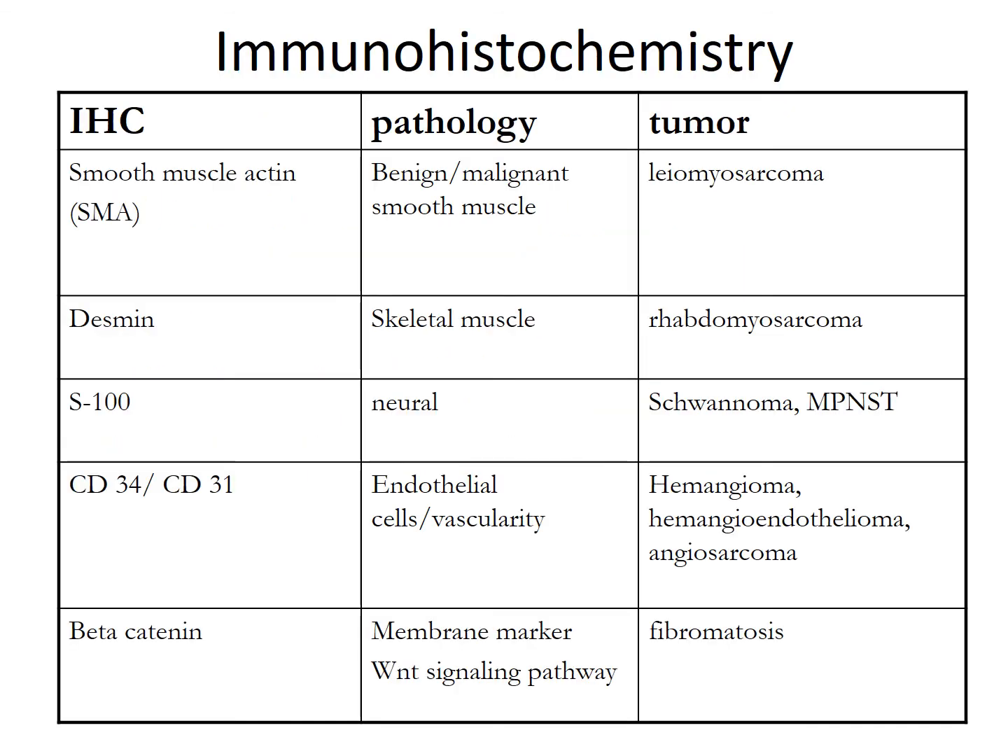Here are some of the common immunohistochemical tests and the tumors they correspond to: smooth muscle actin and leiomyosarcoma, desmin and rhabdomyosarcoma, S100 and schwannomas or malignant peripheral nerve sheath tumors. CD34 and CD31 are vascular markers, so we see them in hemangiomas, hemangioendotheliomas, and angiosarcomas. And beta-catenin, a membrane marker for the Wnt signaling pathway, is stainable and definitive for fibromatosis.